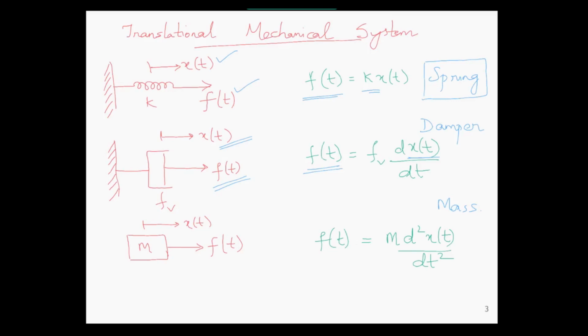Similarly, in case of mass, when a force f of t is applied and the distance moved is x of t, the relation is given by f of t is equal to m into d square x of t by dt square, where m is the mass.